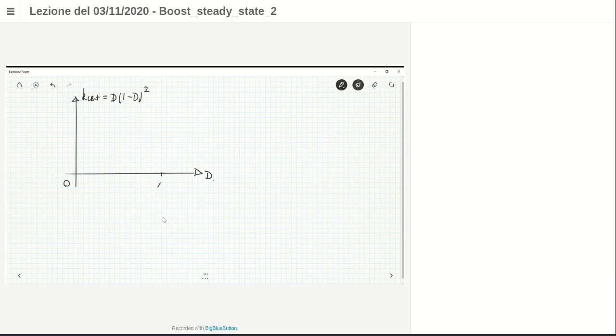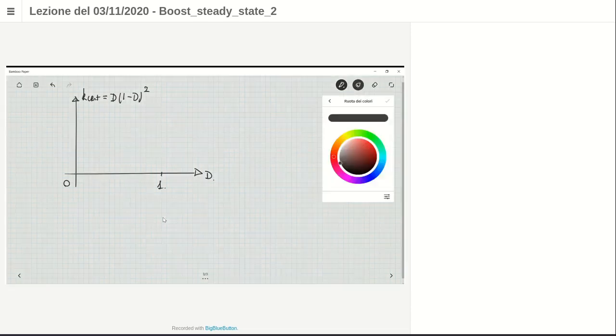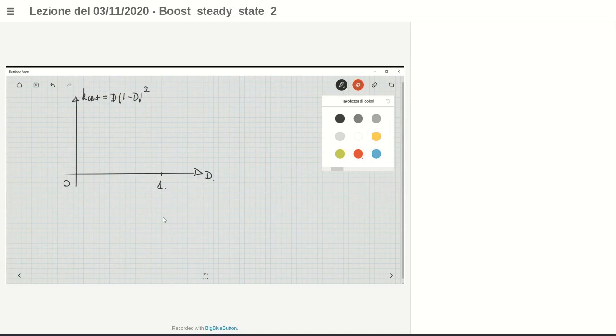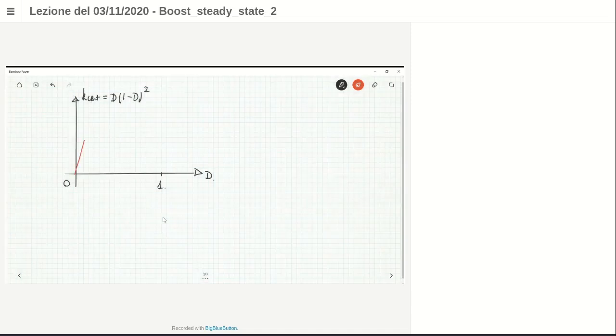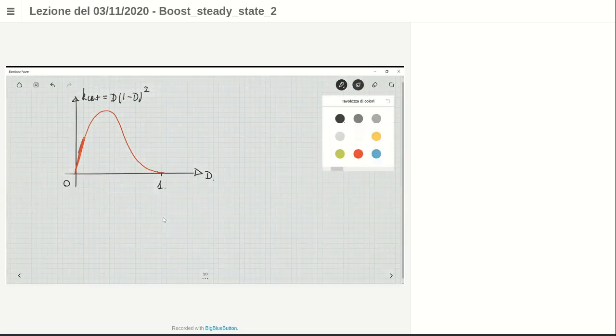Versus the duty cycle. So the duty cycle ranges from 0 to 1. The K critical is 0 for D equal 0 and is 0 for D equal 1. In particular, you can have something like this. So the derivative of this function at 0 is not null, while the derivative of this function here is null. This function has a maximum.